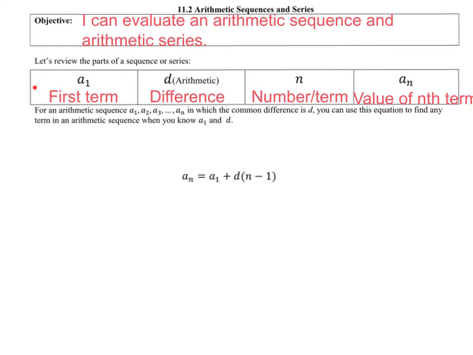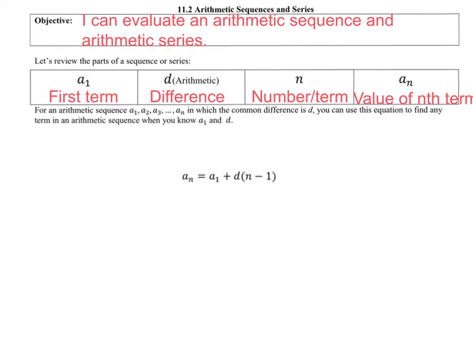A sub 1 is always going to be talking about the very first term in the sequence or the series. D is going to be the difference, so that's the constant that we're adding each time. A lot of my students like to think of this as the distance between each of the terms. N is going to be the number or the term that we're talking about.